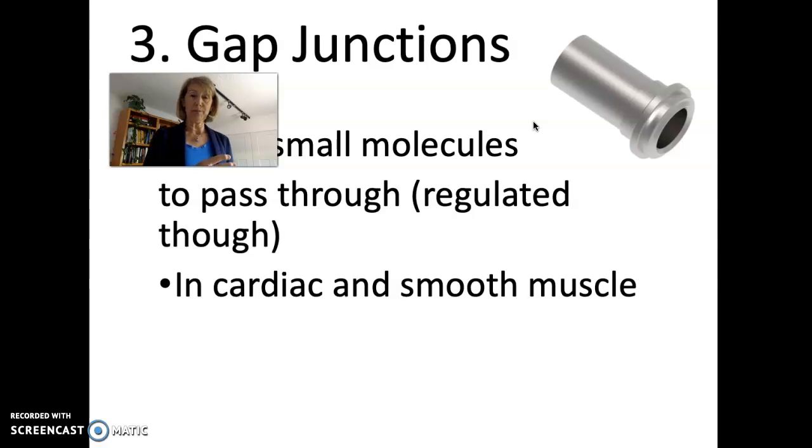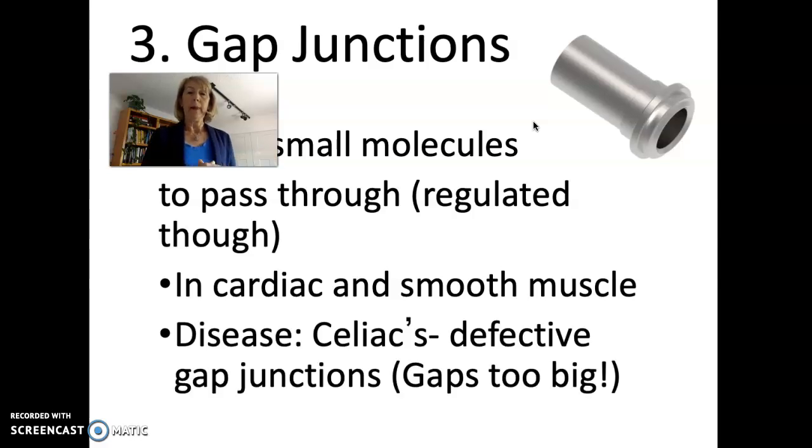Cardiac, very important, because when you have an electrical wave going through the heart telling it to contract, lub dub, lub dub, lub dub, then you need that electrical activity to be radiating through the cells. And how does it radiate? Through these openings between cells. So it could send that message very quickly. In smooth muscle in the gut, they also do exist.